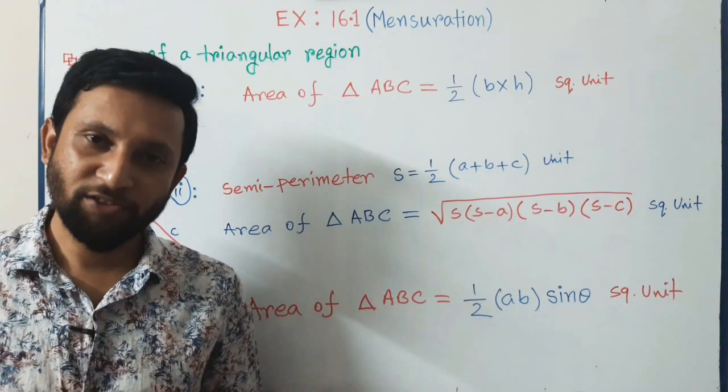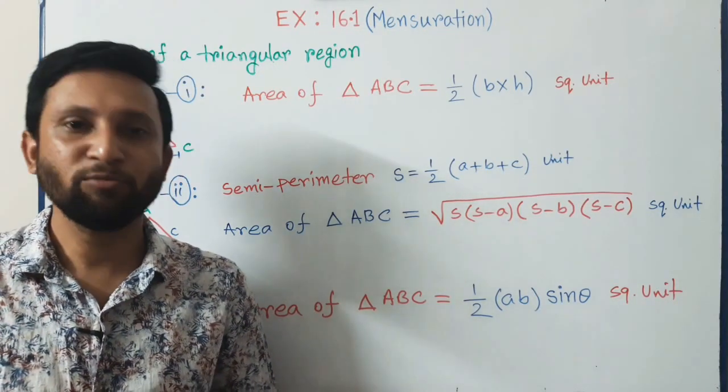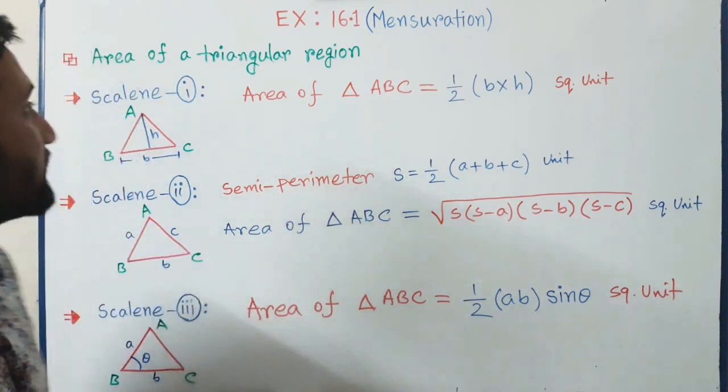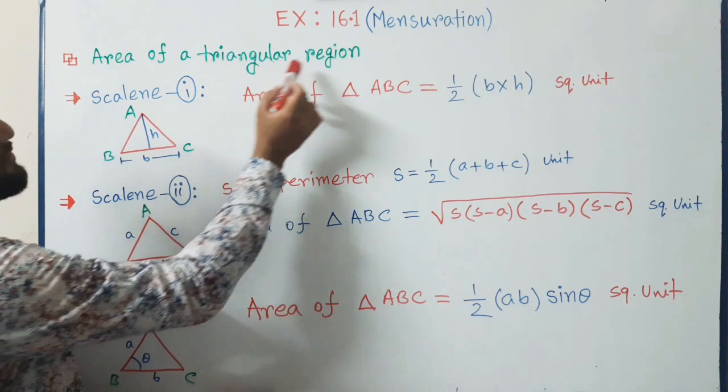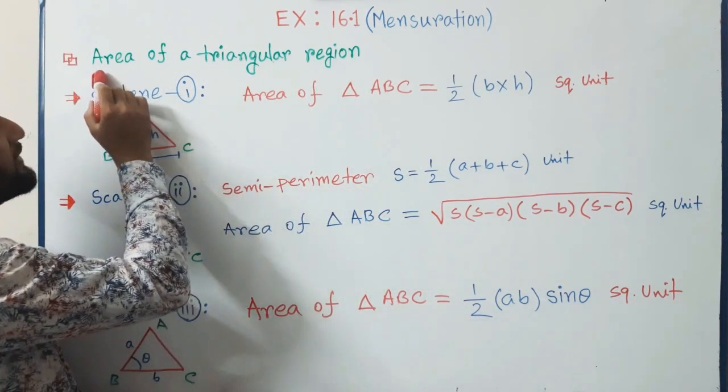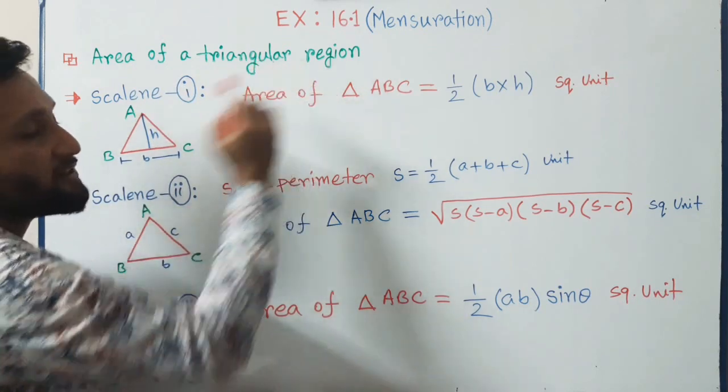Today I am going to discuss General Mathematics, exercise 16.1, which is mensuration. In today's class, I am going to discuss the basic part and some mathematical problems. Let's start. Dear students, firstly I am going to discuss the basic part of this exercise. Here see the area of a triangular region. That means I am going to discuss how to find the area of a triangular region.